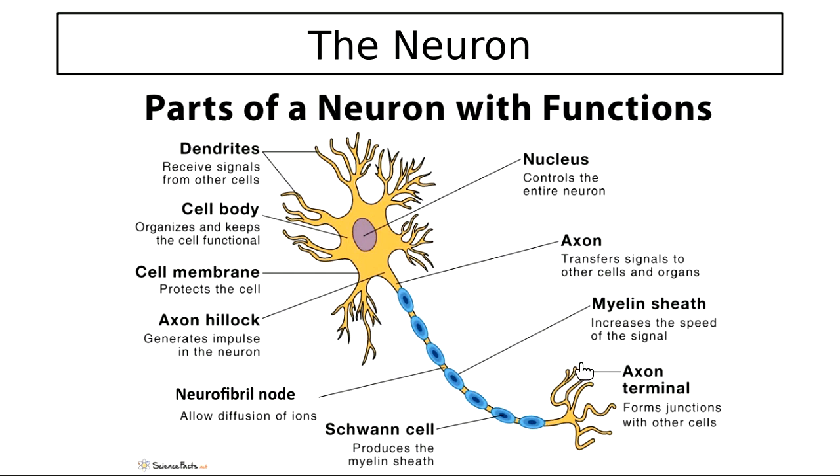Collateral axons branch off the main axon. Now I don't have a picture that shows the collateral, but it would be, here's the axon, there would be another axon coming off. A branch off of the axon is called a collateral axon. And I do not have that on this picture. But you can look it up in your book or on the internet.